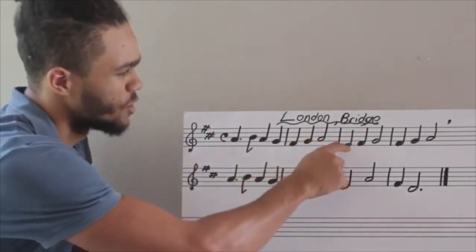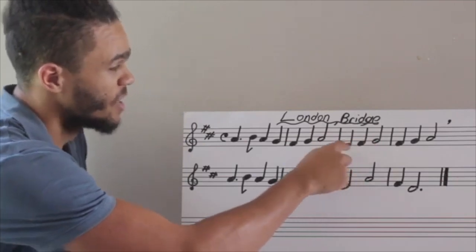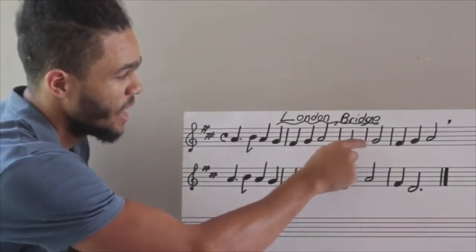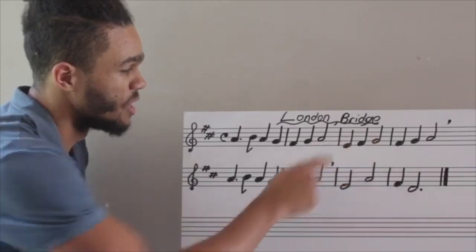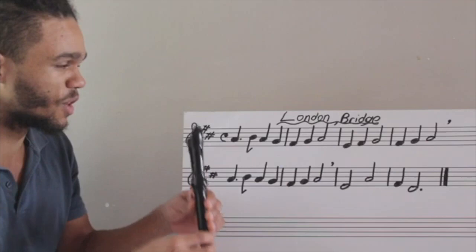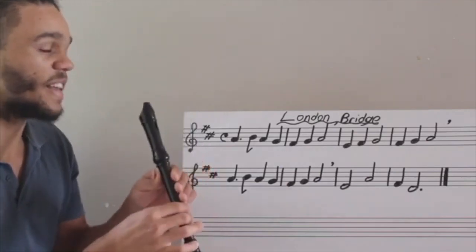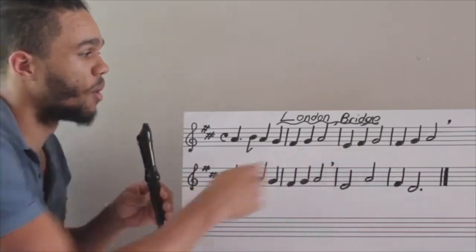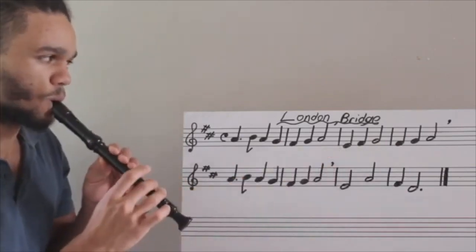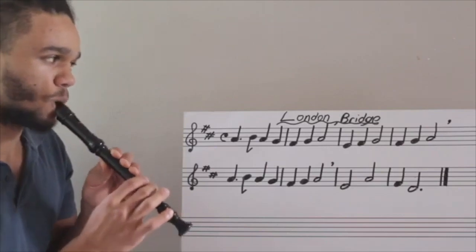Alright, then we go to our next bar, bar number 3. Now we start on E. Let's go from here. E, F sharp, G. Just remember, E has you block those 2 bottom holes over here. And F sharp, you block the 2 down here. So let's try that. E, F sharp, G, bar 3. 3, go.